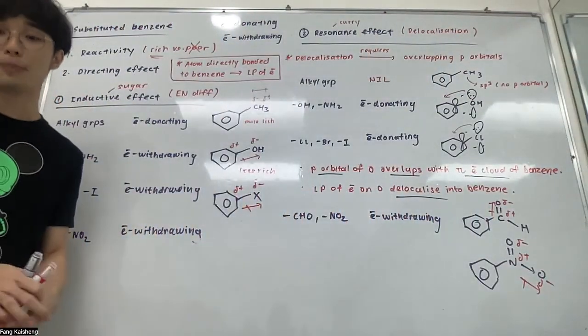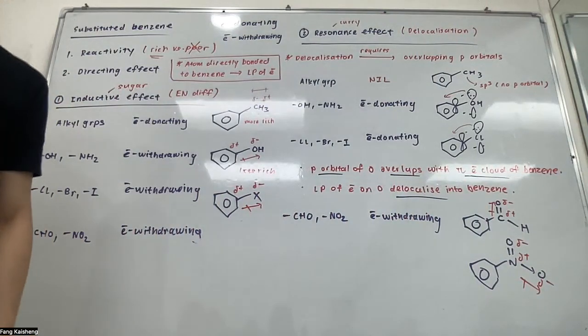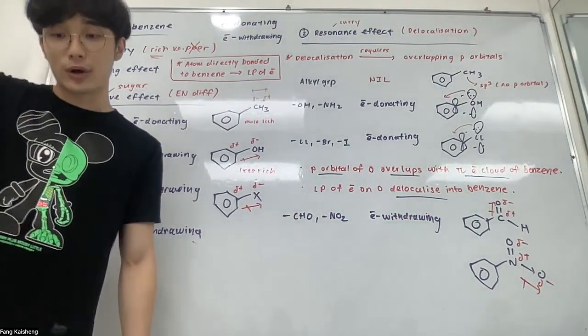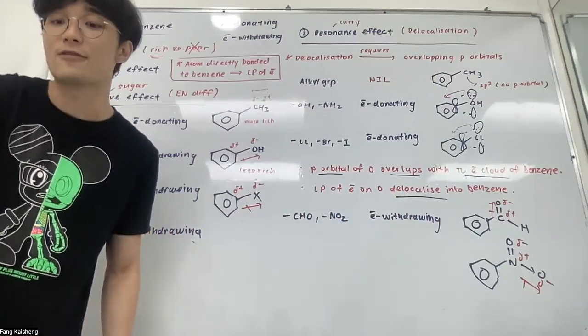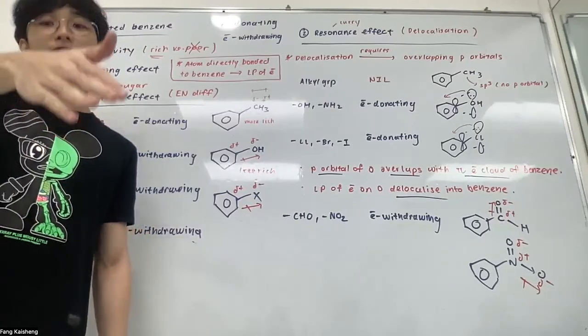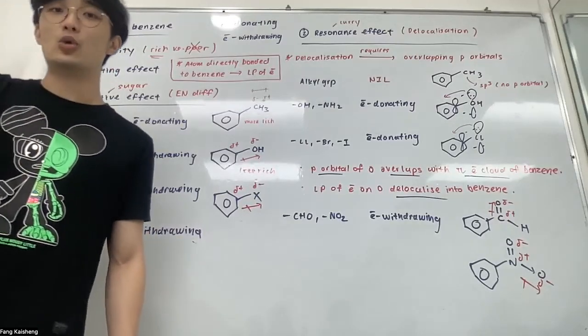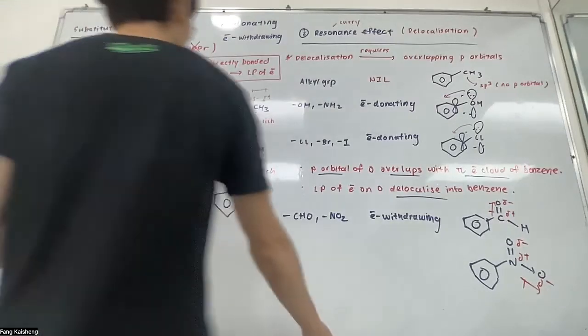It's the same idea over here. So can you go and put the inequality sign? Okay, the inequality sign, just go and put it that the donating effect is more than the withdrawing effect. So that's why overall is donating. Can see that? Okay, so let me just write it here.